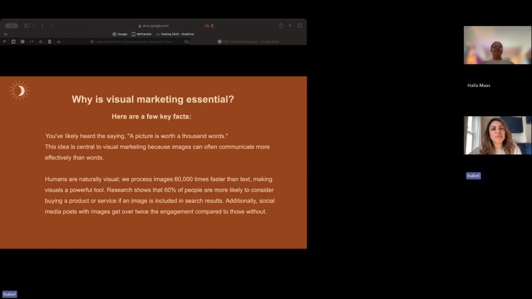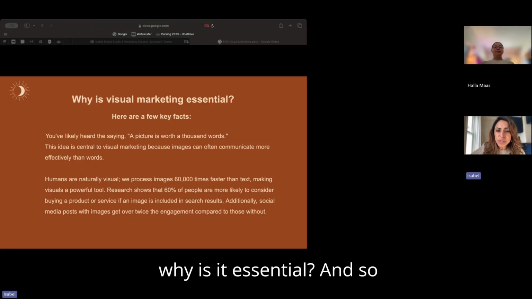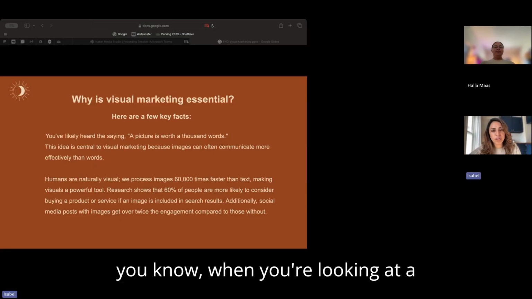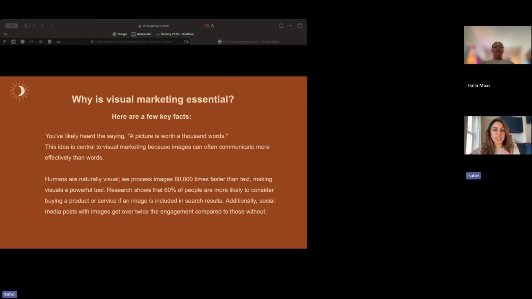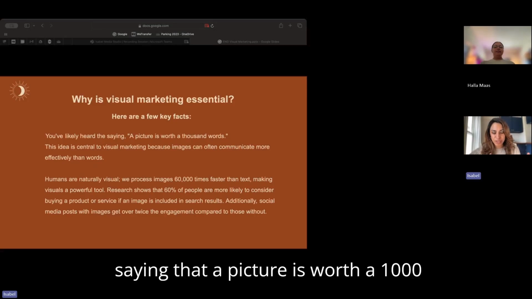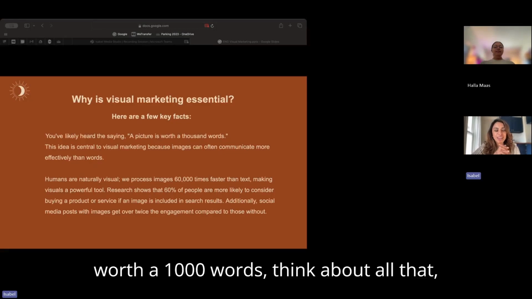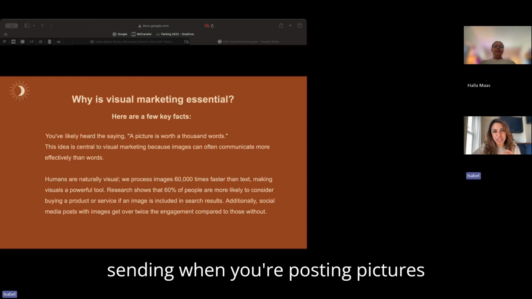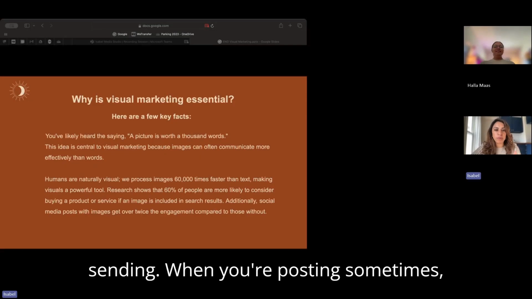The other thing, when we're talking about visual marketing, is why is it essential? Some key facts about visual marketing: we have all heard the words that a picture is worth 1,000 words. So if a picture is worth 1,000 words, think about all the symbols and messages that you're sending, or not sending, when you're posting pictures online about your business.